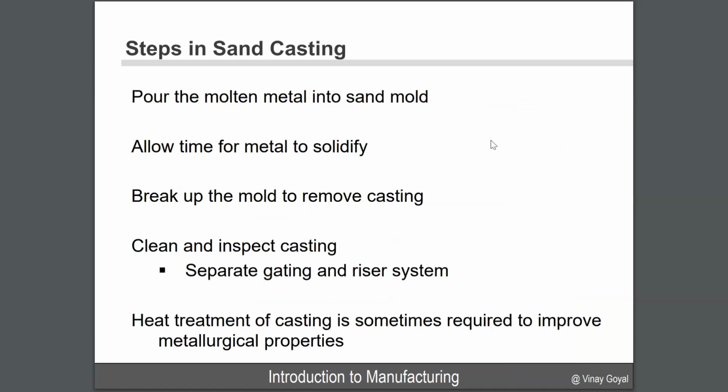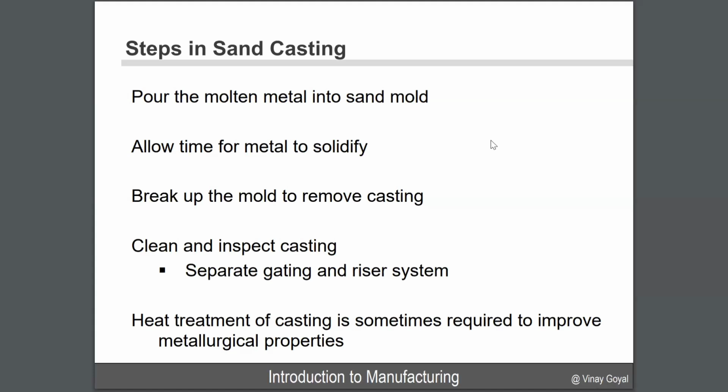Another thing that we talked about before was that the steps in the sand casting process require pouring the molten metal into the sand mold. You allow the metal to solidify, and then you have to break the mold from the casting that you have in there. You then usually do an inspection. Let me talk a little bit more about inspection.